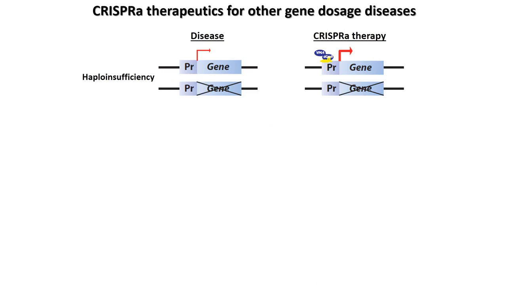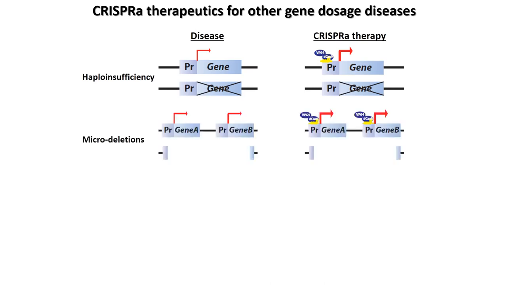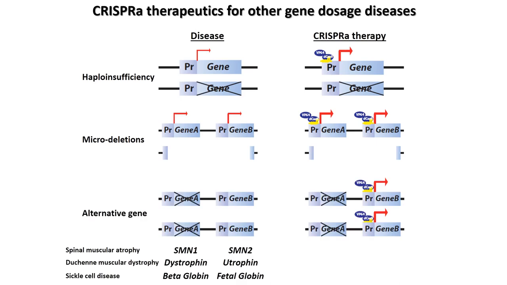So to sum up this part, I've shown you that CRISPR-A could be used to treat haploinsufficient diseases by upregulating the existing normal copy of the gene. But in addition, this could be used for other diseases. For example, there are a lot of microdeletions in humans that lead to various diseases where it's not just one gene that is missing, but a few genes. And so by trying to upregulate a few genes in parallel using CRISPR-A, we might be able to rescue subsets of that phenotype. In addition, we might be able to use this approach to upregulate an alternative gene.